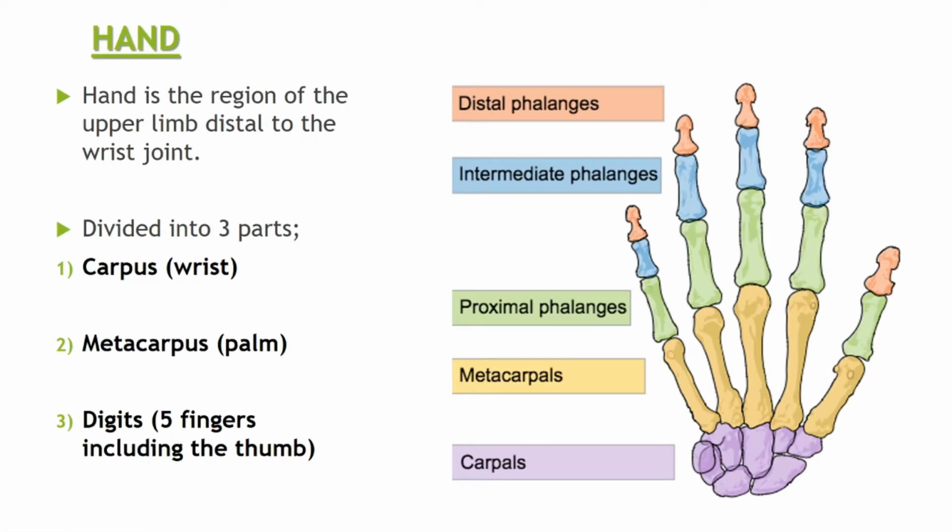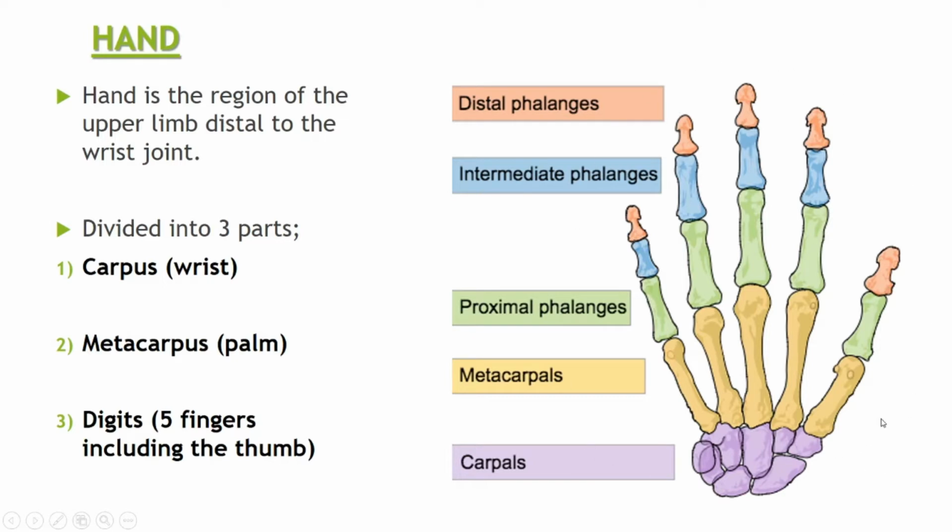So, going with the first topic, the hand is the distal portion of the upper limb. We can say our hand is lying distal to the wrist joint. So this is the hand, which is the most distal part of the upper limb.